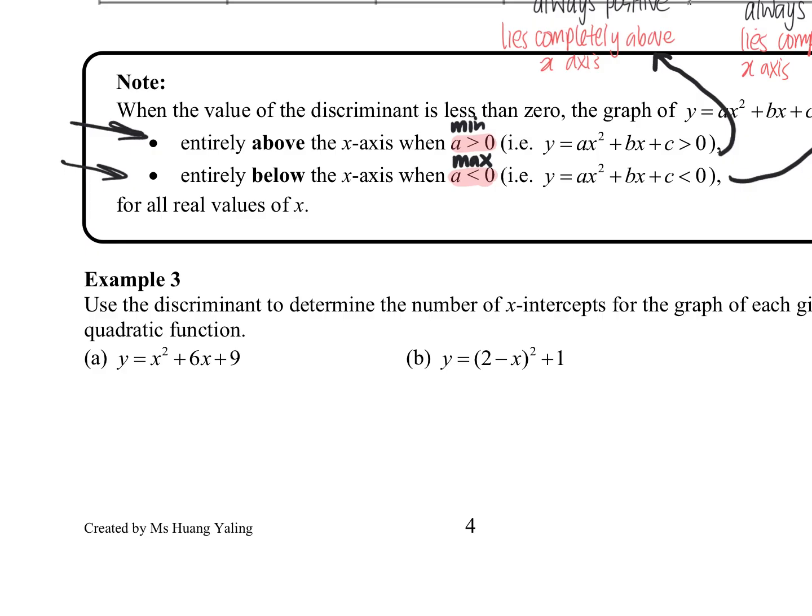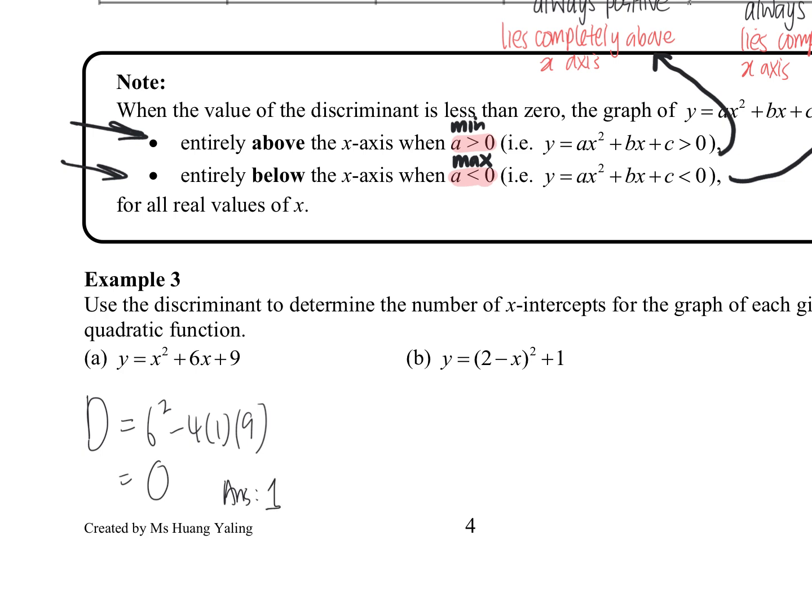This one, I want to use the discriminant to see how many intercepts. So calculate the discriminant, b squared minus 4ac. Then you go and calculate 0. So when it's 0, how many intercepts do you have? 1.